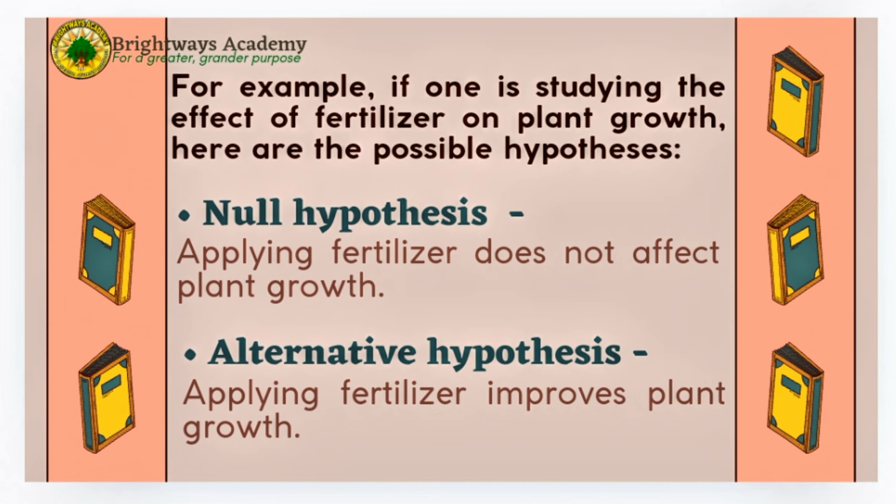For example, if one is studying the effect of fertilizer on plant growth, here are the possible hypotheses. For null hypothesis, applying fertilizer does not affect plant growth. For alternative hypothesis, applying fertilizer improves plant growth.